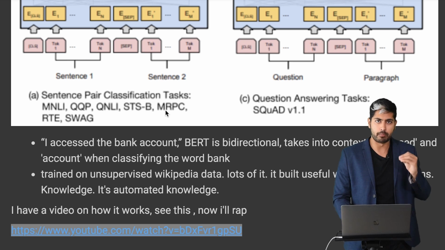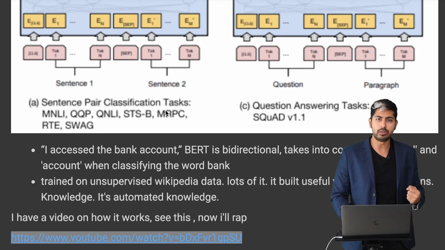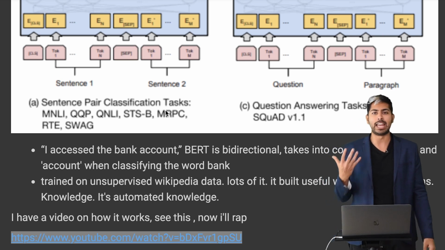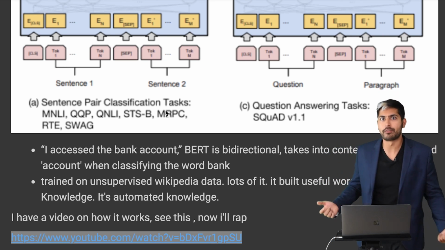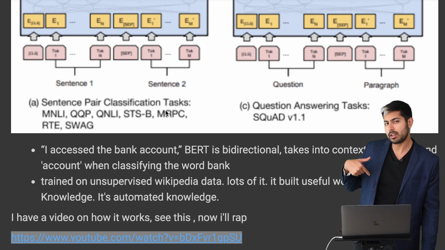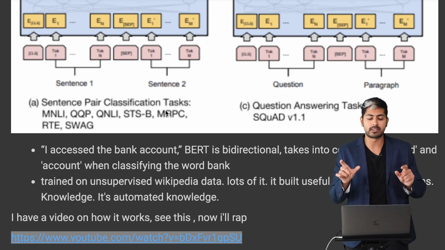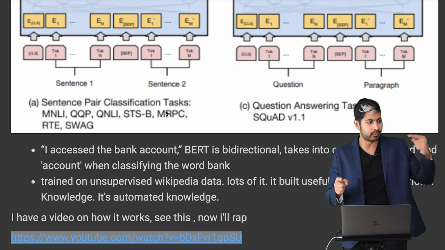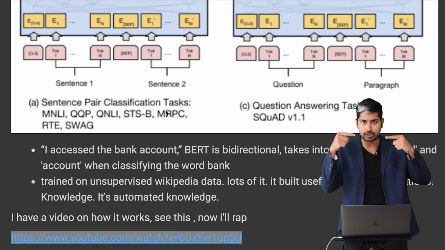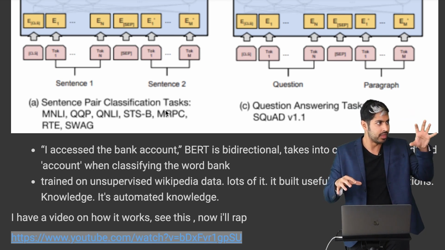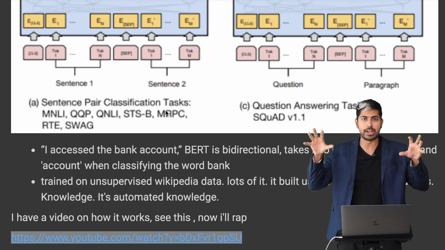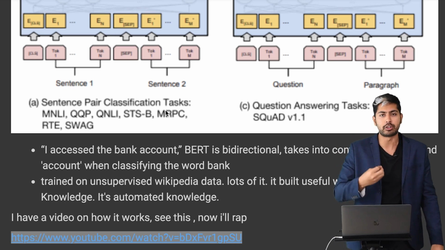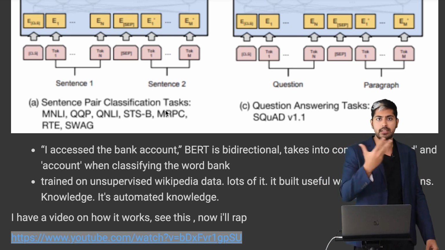The bidirectional part means that, let's say you use the phrase, I access the bank account. Sometimes a language model will say, oh, bank like the river bank, or bank like you store money in your bank account. It depends on the context. Bidirectional means it does two passes across the sentence, one forward and one backwards. So it takes I access the and account into consideration when trying to classify the word bank, which is useful. It makes it better in terms of recognition because all of the context matters.